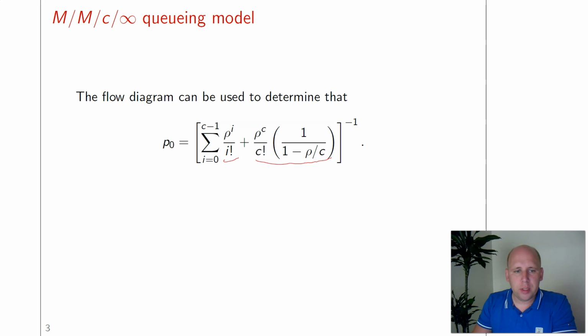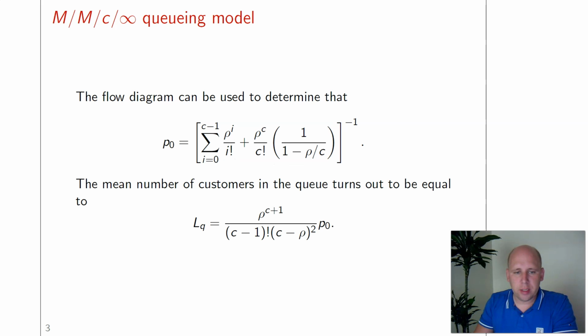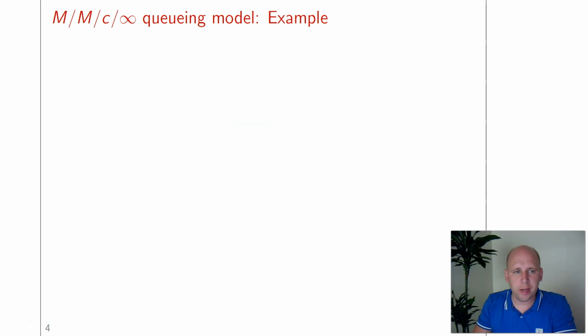The outcome for P0 can be used to calculate the expected number of customers in the queue. For that we have this formula. And then if we have LQ, we can basically also calculate the other performance measures that we have.